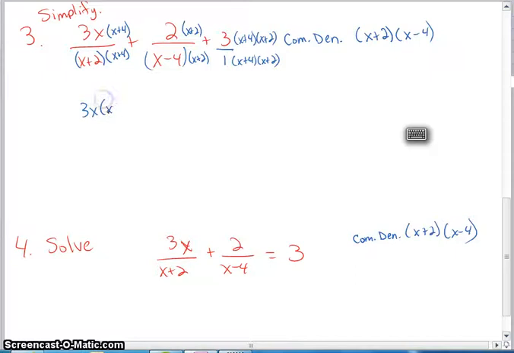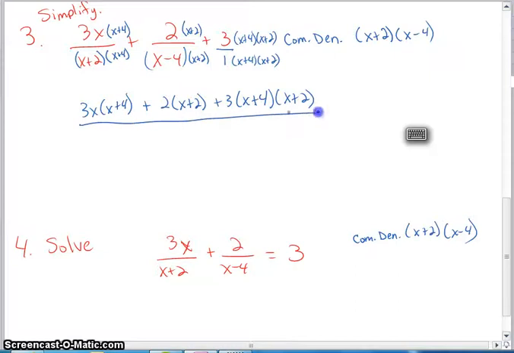So I'll get 3x times x plus 4 plus 2 times x plus 2 plus 3 times x plus 4 times x plus 2, all over x minus 4, oops, should be an x minus 4, my bad. x minus 4, x minus 4, and this one too. Okay, x minus 4, x plus 2.